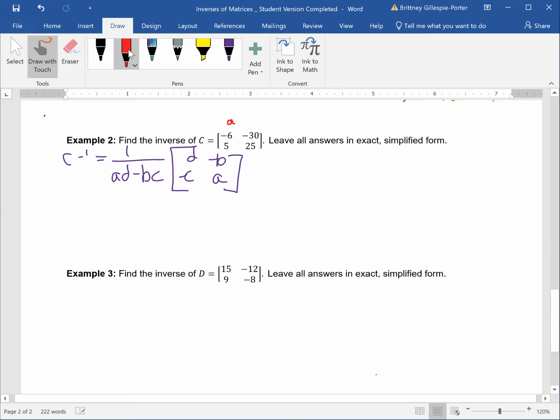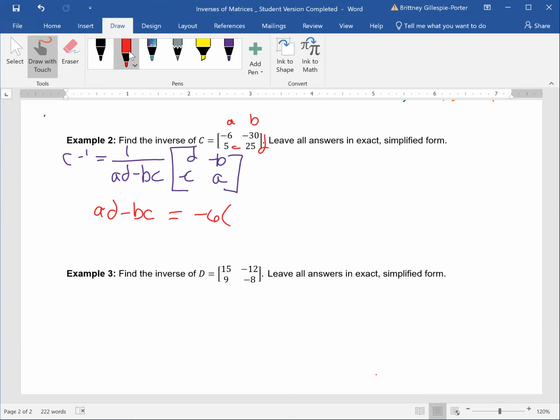Here, labeling in the original A, B, C, D, we find that A is -6, B is -30, C is 5, D is 25. So if we first concentrate on AD minus BC, what's going to be under the fraction? We would have -6 times 25 minus, because it's always minus, B, which is -30, times 5.